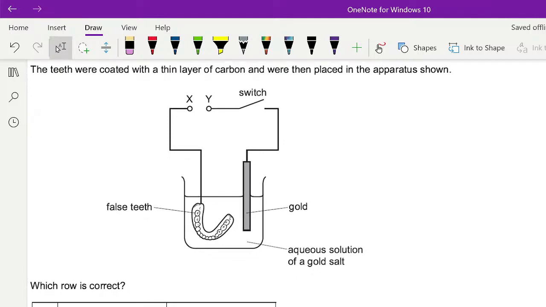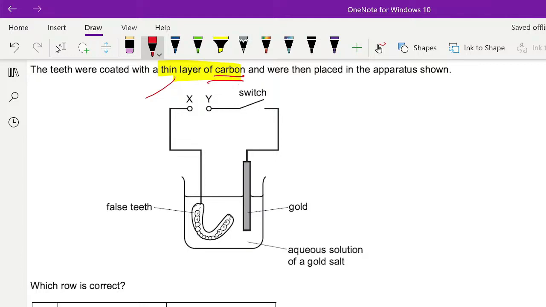Winston Churchill wants to electroplate his false teeth with gold, and the teeth were coated with a thin layer of carbon. This thin layer of carbon is needed because teeth do not conduct electricity. So in order for electroplating to happen, you need to make it conduct. This carbon layer is actually a graphite layer. Remember we talked about how graphite conducts electricity.